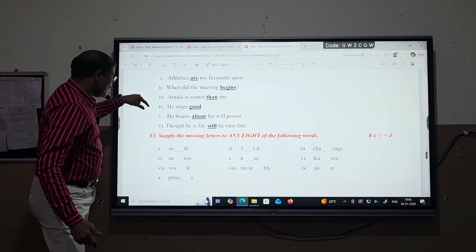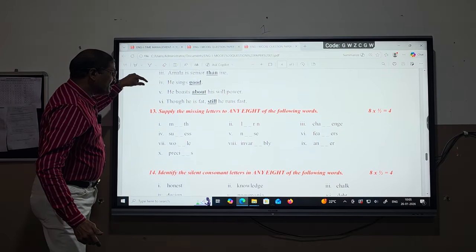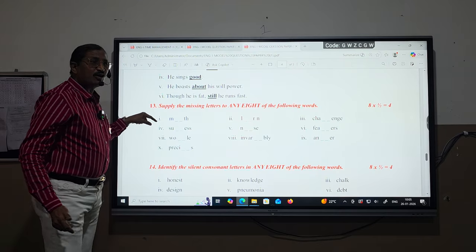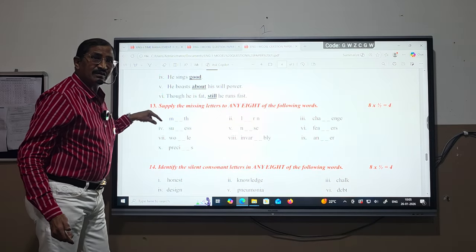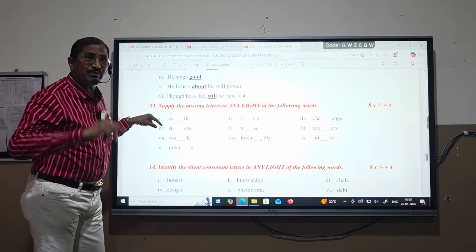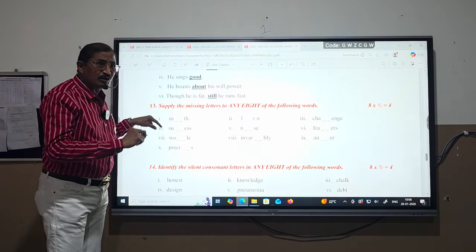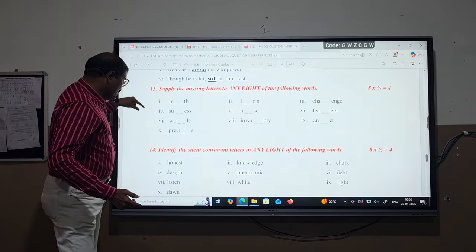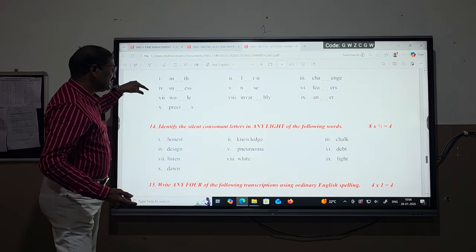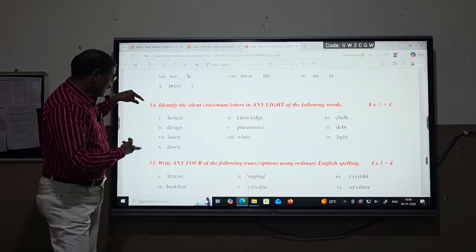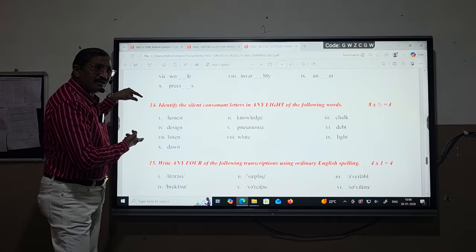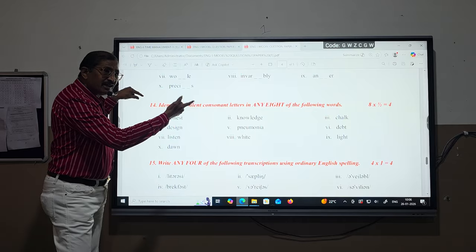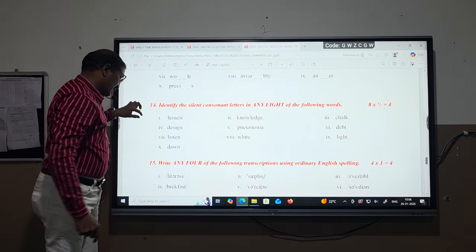missing letters. How many questions are there here? 10 questions are there. Okay, you know how to answer them. 2 letters will be missing in every word. You have to fill them and write them back. Next, the 14th question is silent consonants. Here also you will get 10 questions. It must be correct, 8 into half, it is 4 marks.